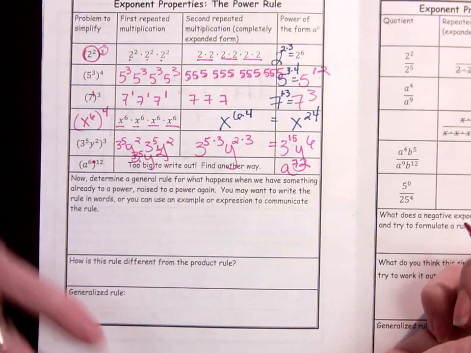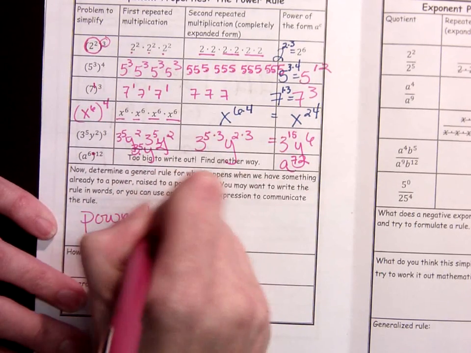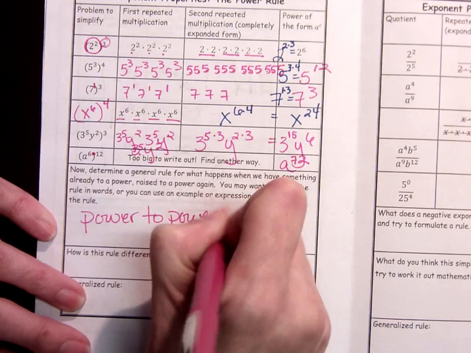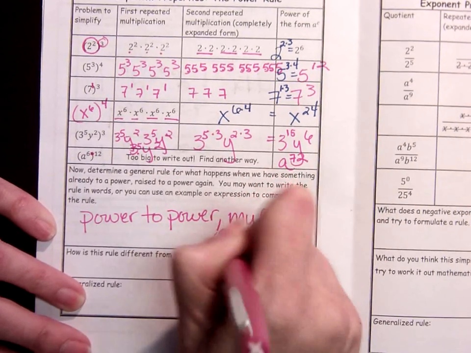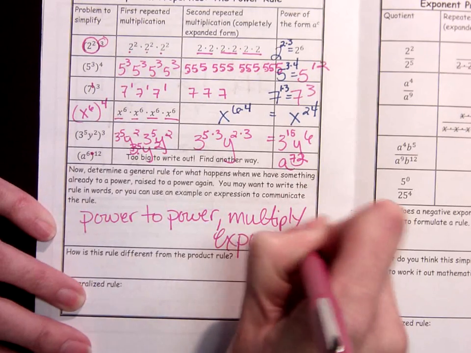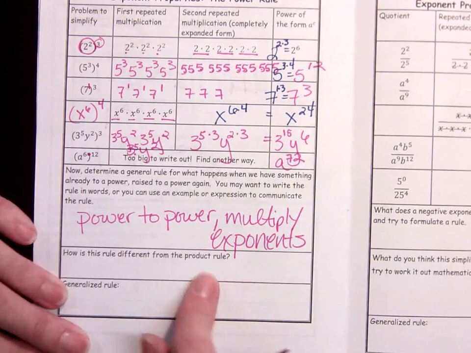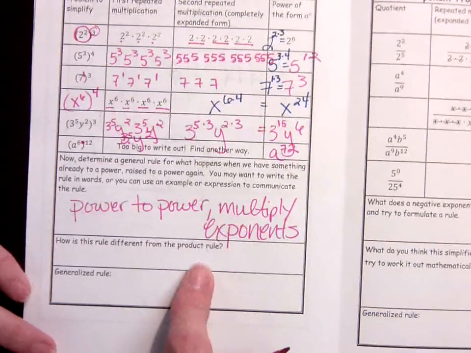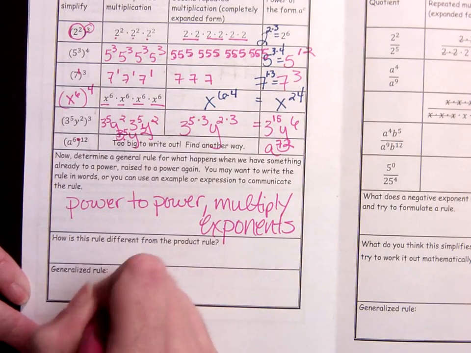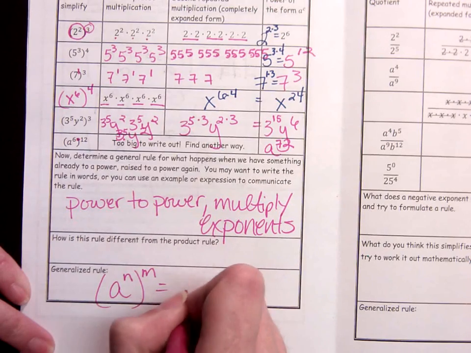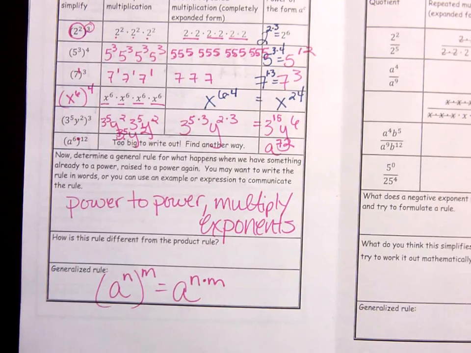So we need to come up with a way to say what it is that we're doing. So when we're raising a power to a power, multiply the exponents. How is this rule different from the product rule? I want you to try to find the words for that, and that's something I'll be looking for when I check your flip in class. Our generalized rule, let's stick with a to the n, raised to the m. We're going to multiply those whenever we see that. Okay.